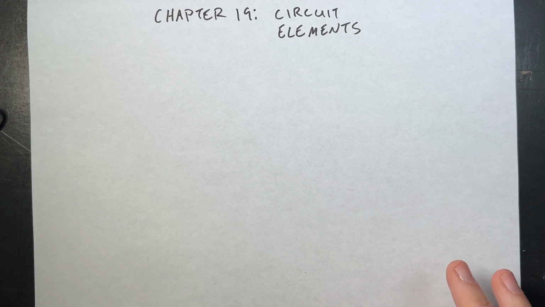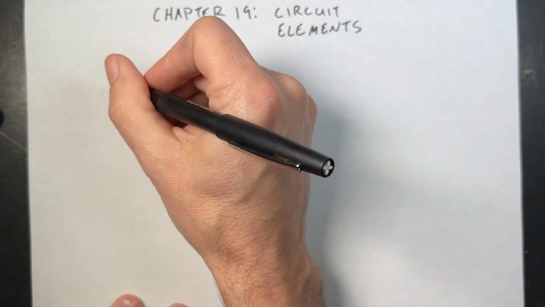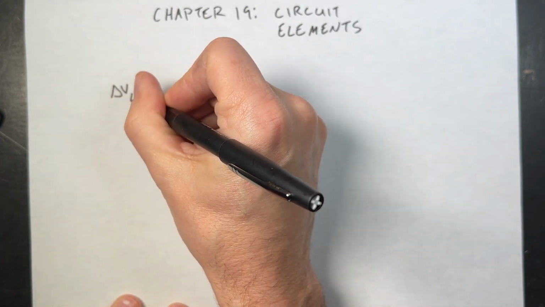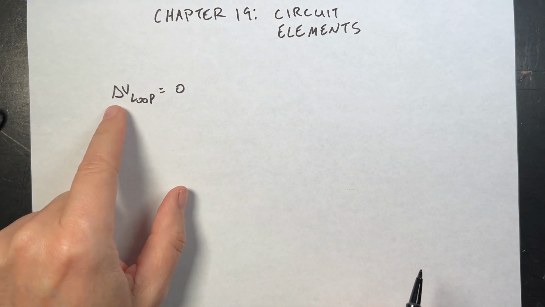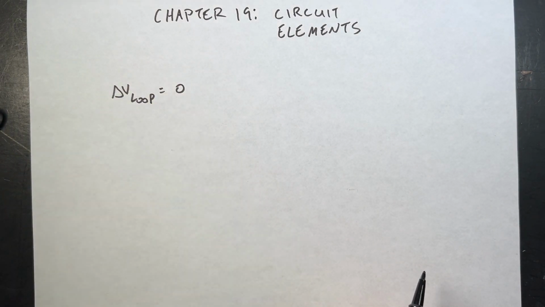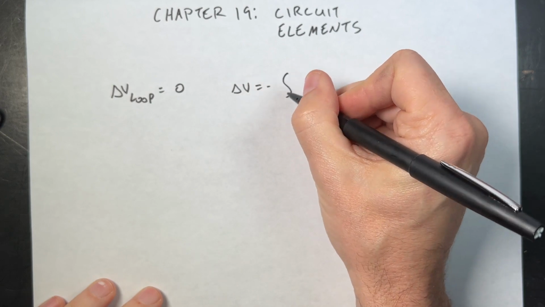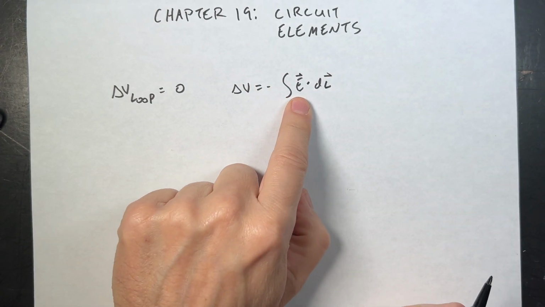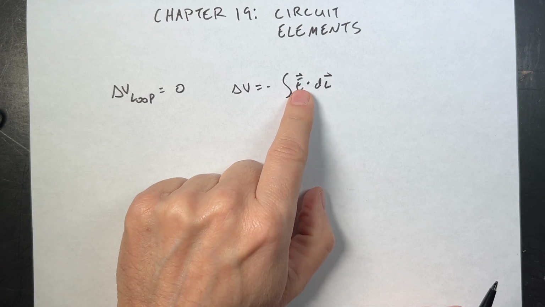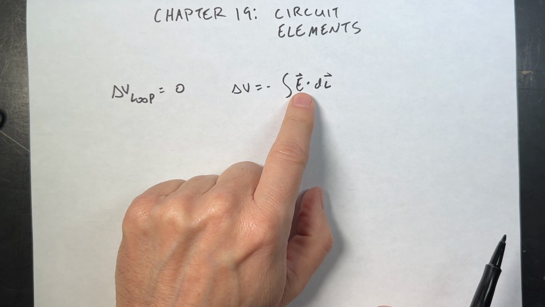I want to jump back for a second and talk about two big ideas from the previous chapter. First was this: delta V loop is 0. If we have a circuit and we look at the changes of potential around a loop, we get 0. This is very important. Also, don't forget that in general, delta V is negative the integral of E dot dl. The most important thing is that it depends on the electric field and the path length. And so we create an electric field inside of a wire to make an electric current.